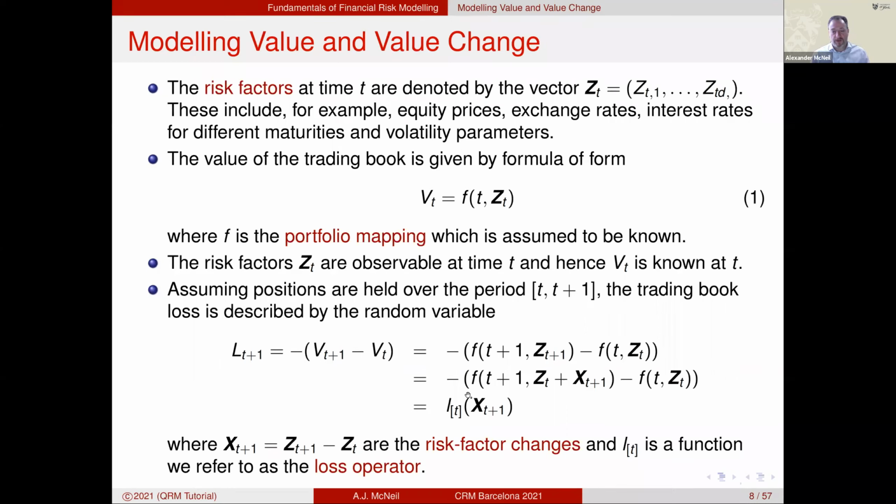And so there is some functional, which I've called L here, and which in our book we call the loss operator, which basically tells you how a particular set of changes in the fundamental risk factors will drive the loss or the profit. So X are risk factor changes and L is a loss operator. But what I'm interested in today's part of the mini course is the distribution of L.